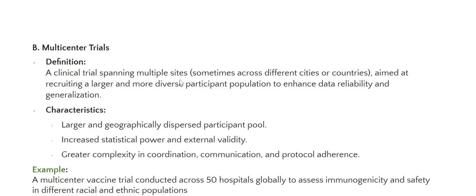Definition: clinical trials spanning multiple sites, sometimes across different cities or countries, aimed at recruiting a larger and more diverse participant population to enhance data reliability and generalization. Characteristics: larger and geographically dispersed participant pool, increased statistical power and external validity, greater complexity in coordination, communication, and protocol adherence. For example, a multi-center vaccine trial conducted across 50 hospitals globally to assess immunogenicity and safety in different racial and ethnic populations.